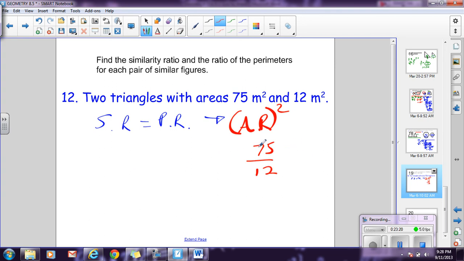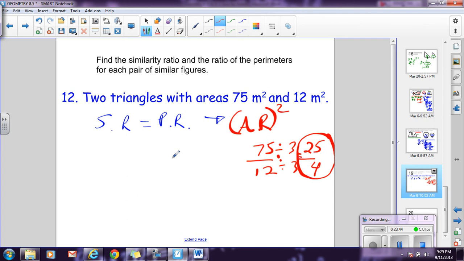Okay, so what I'm going to first do here is take 75 over 12. I'm going to reduce this. How can this be reduced? Well, I think if I divide it by 3, I would get a good number here. What's 75 divided by 3? Oh, 25. 12 divided by 3 is 4. So really, their ratio for their area is simplified to 25 over 4.